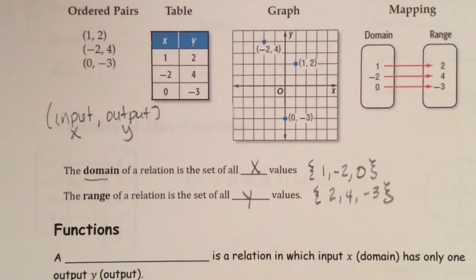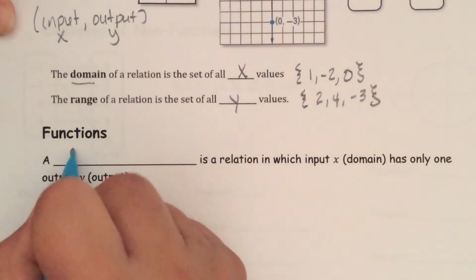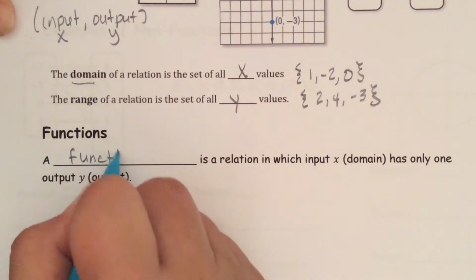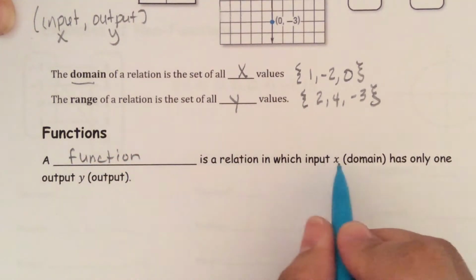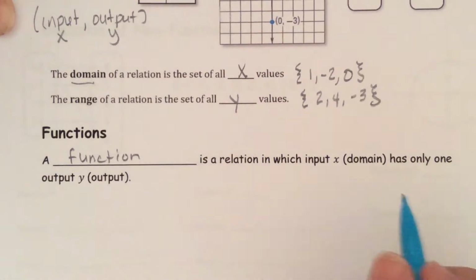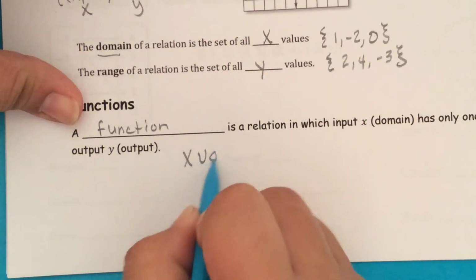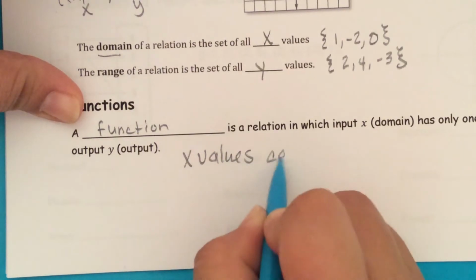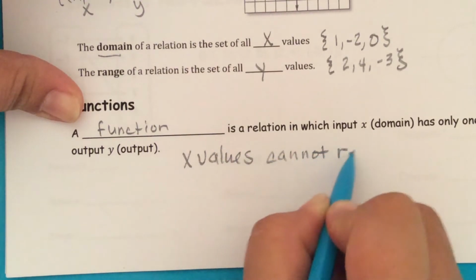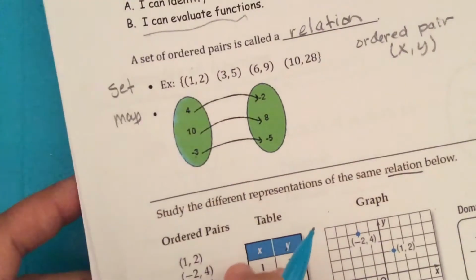Okay, so a function, we talked about it yesterday, a function is a relation in which input X domain has only one output. That's very important. And the way that you can see it when you look at a table or even a graph, the X values cannot repeat. Now the Y values can, but not the X's. Okay.